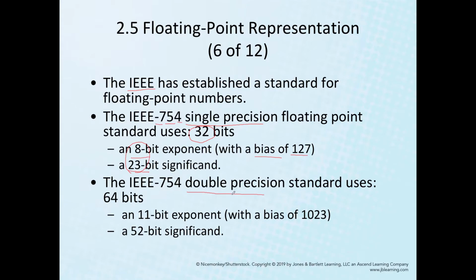And for double precision we use double the number of bits. In the exponent part, we use 11 bits with a bias of 1023. So excess 1023 signed integer representation is used for the exponent, and then 52 bits for the significand part. So here you have 63 bits plus 1, which is the sign, so we have a total of 64 bits.